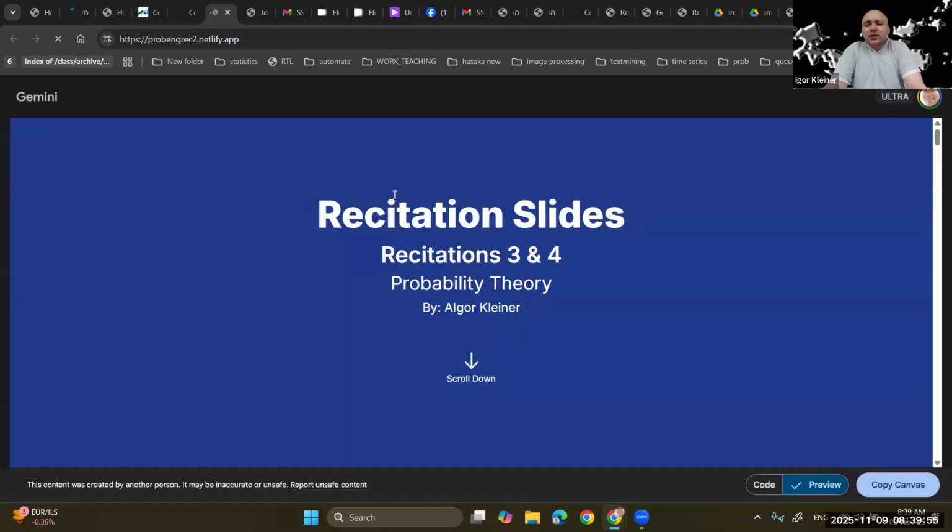So these are our slides for today. This session has slides number 3 and 4. It has 2 parts, part number 3 and part number 4. We will start from the second part about conditional probability. And if we have enough time, we will also talk about part number 3.